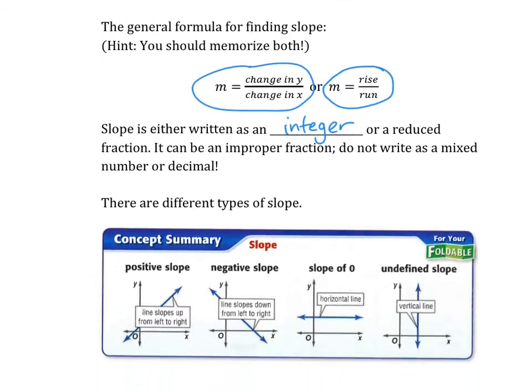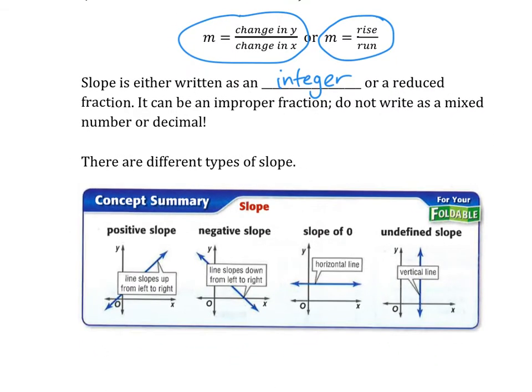There are a few different types of slope. We have a positive slope, which is going to be a line that slopes up from left to right. So as I go from left to right, I go up in direction. That's going to be a positive slope. Negative slope would be a line that slopes down from left to right. I call that a negative slope.